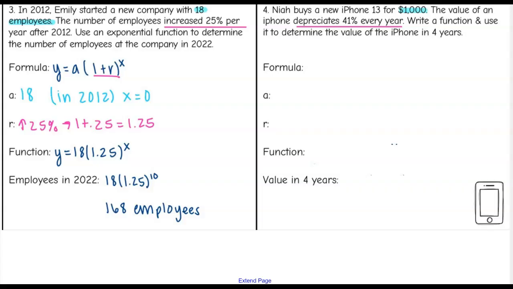All right, so first you're going to write the formula, and since it depreciates, we're going to say decay. So we got the one with the minus. Next, we're going to write the initial amount, which is 1,000. Okay, we're going to take the rate, which is 41%, convert it to a decimal, and move the decimal two places. So you got 0.41, and you got 1 minus 0.41. And 1 minus 0.41 is going to be 0.59.